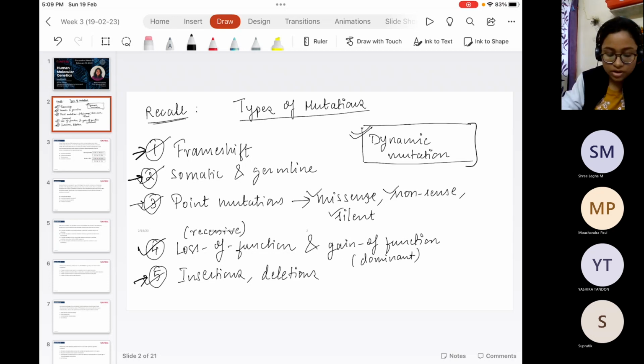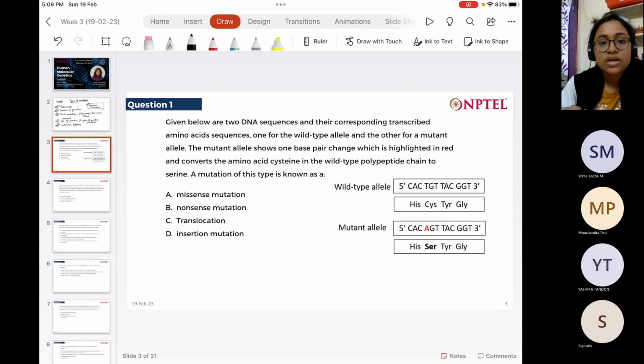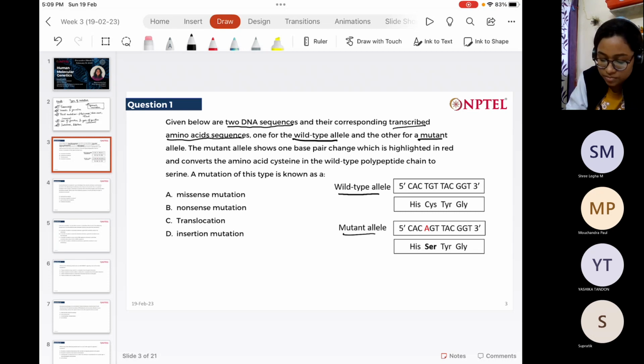Okay, now let's try to do one problem. So this is the problem that is visible to you all, I hope. I want you to read it and tell me what will be the correct answer according to you. So the question states, given below are two DNA sequences and their corresponding transcribed amino acid sequences. So this is the DNA sequence and this is the corresponding amino acid sequence. Now one is the wild type allele, another is the mutant allele. The mutant allele shows one base pair change. This is a point mutation, which is highlighted in red.